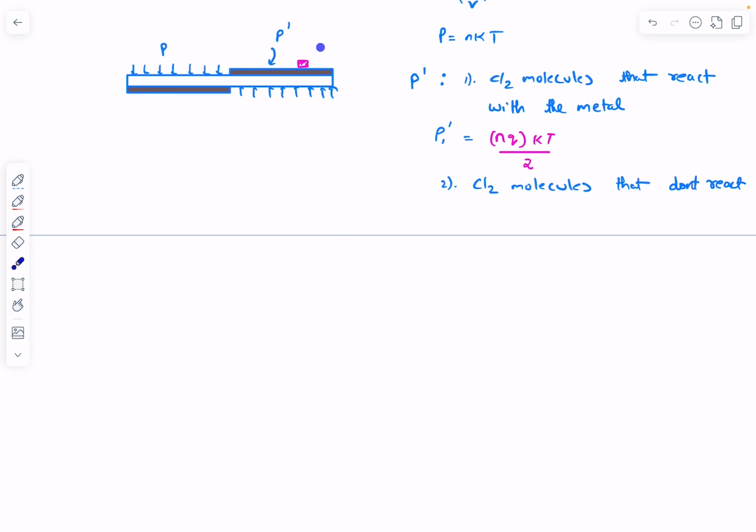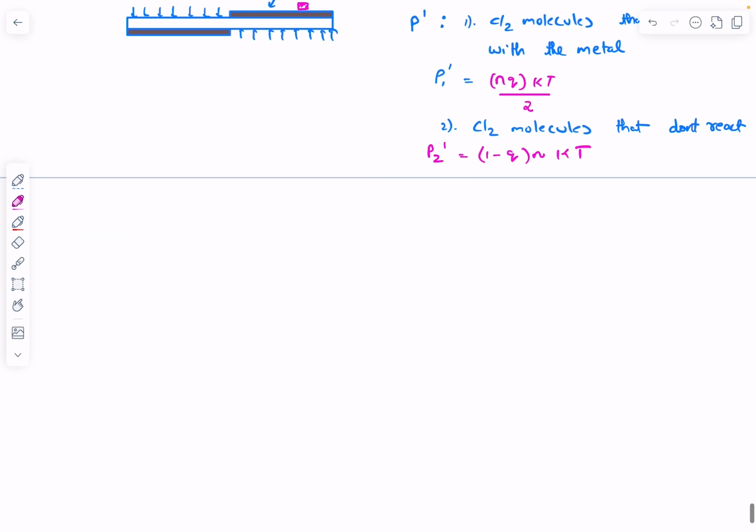Okay, and those molecules will assume that after collision they'll just rebound in an elastic manner. So let's say their pressure contribution is P2 dash. So this will be (1 minus Q) multiplied by N, again by the probability logic, times KT. Here we won't include the half factor because we'll assume the collisions to be elastic in this case. So the total pressure imparted, P dash, in this situation will be the sum of these two, right?